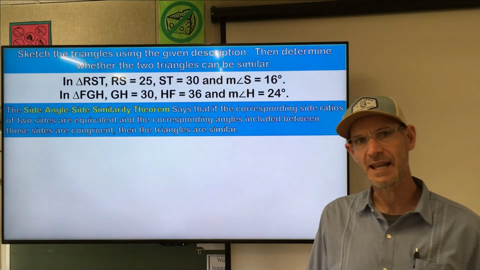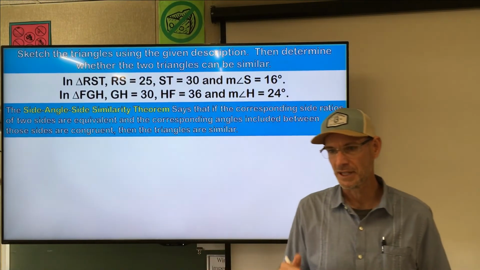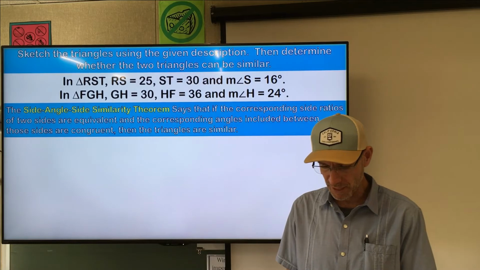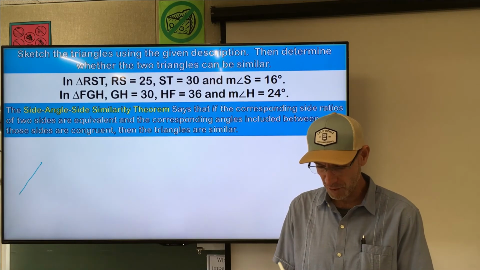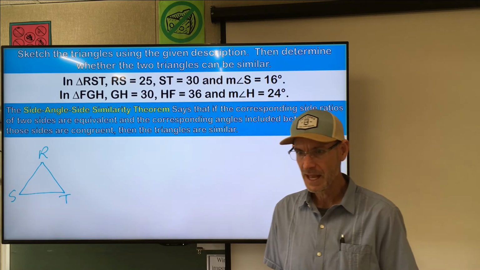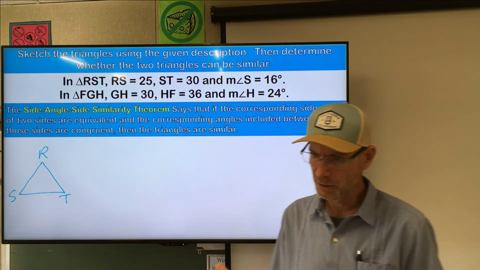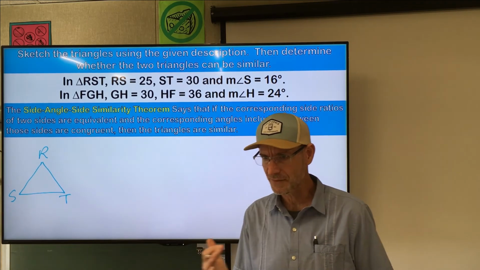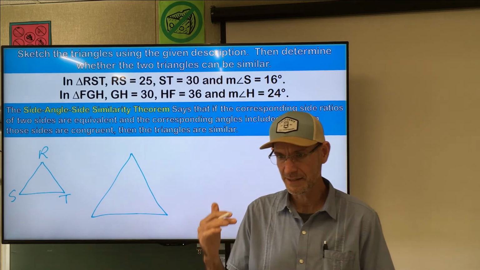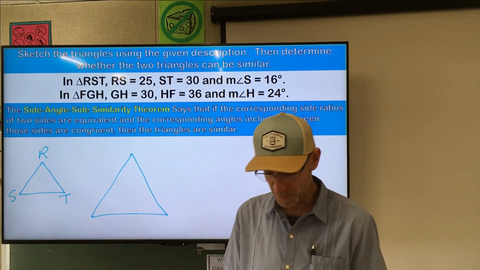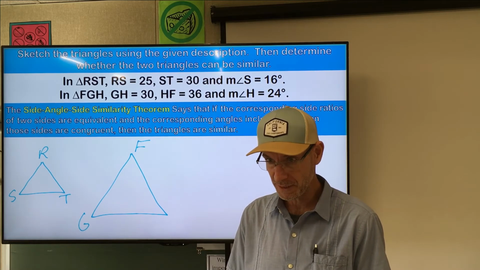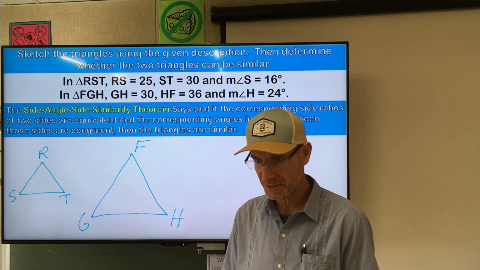In this problem, they want us to sketch the triangles using the given description, then determine whether the two triangles can be similar. So I'm going to start out, I don't really know what triangle RST looks like, so I'm just going to draw a triangle, and I'm going to label it with an R, an S, and a T. Then I'm going to draw a second triangle, and it looks like the lengths of the sides are longer, so I'm going to make this one a little bigger, and label it the same way. Since I put the R, which came first, at the top, I'm going to put the F at the top, and I'm going to put the G here, and the H here. Then I'm going to label the sides the way they say.